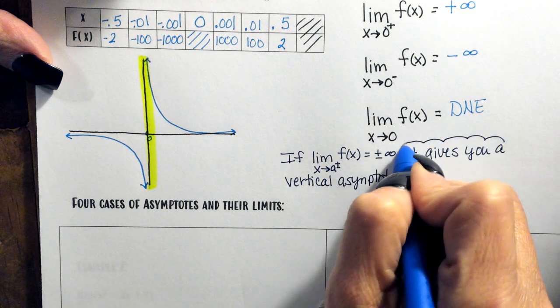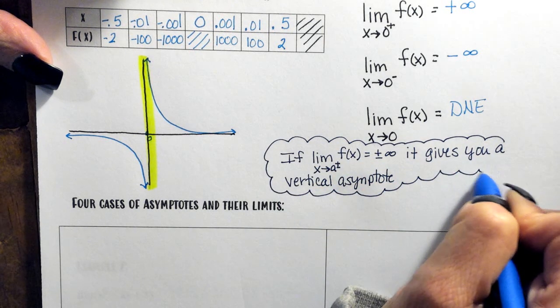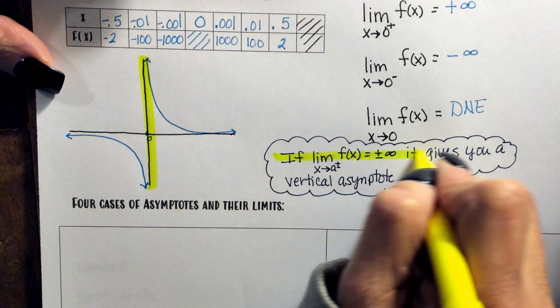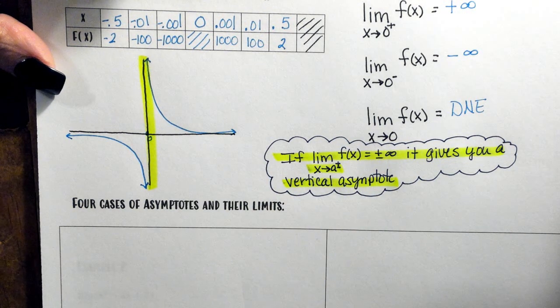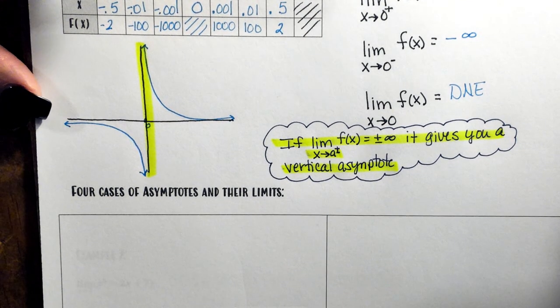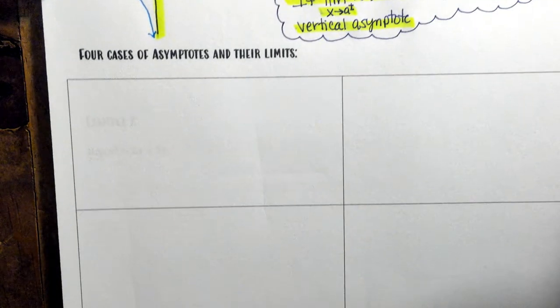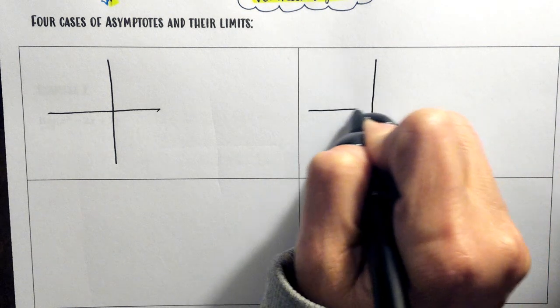All right, so that is really important to know. If I get a number value, I don't have an asymptote. But if I get positive or negative infinity, it's important for me to know that I've created an asymptote. So what I'm going to give you next is four scenarios of asymptotes. They actually make a lot of sense. You're going to be like, oh, well, I kind of knew that. But I still want to show it to you in your notes. So take a second and draw four graphs on these squares.